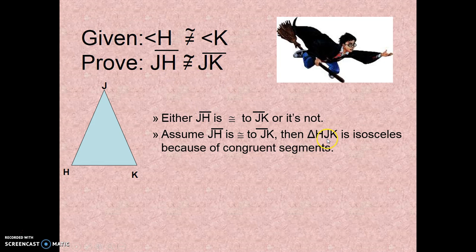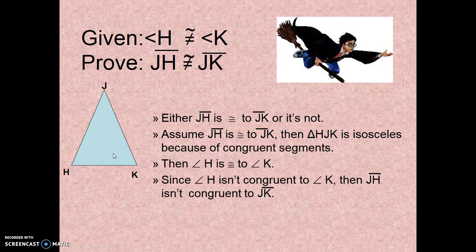So then, well, if JH and JK were congruent, wouldn't it be an isosceles triangle? And if it's an isosceles triangle, doesn't that mean the angles opposite to them are congruent? See, then H is congruent with K. That's by the isosceles triangle theorem. And then, since H isn't congruent to K, isn't that in the given? Yeah, so that's a contradiction. Then JH is not congruent to JK.